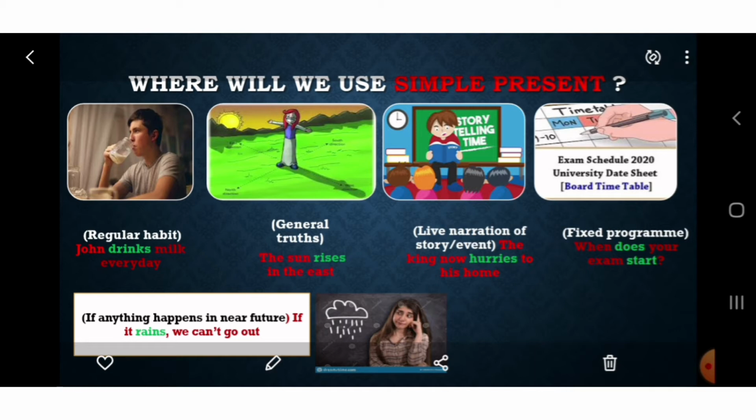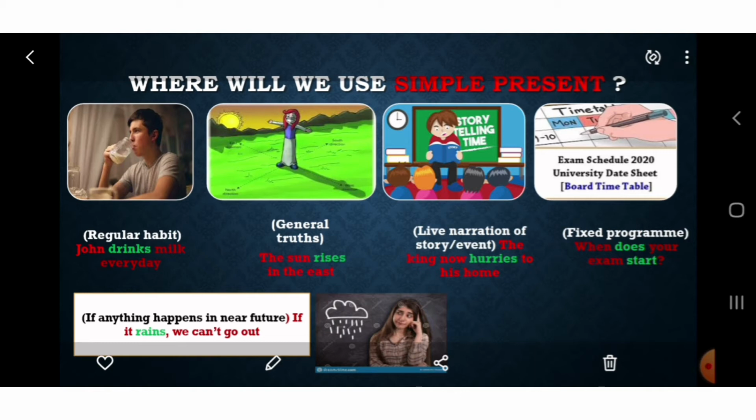So if a case arises where we can see a regular habit, in that case we will use simple present. John drinks, this word drinks is the simple present tense. Since it is his regular habit, we will be using simple present tense, that is drinks. John drinks milk every day.